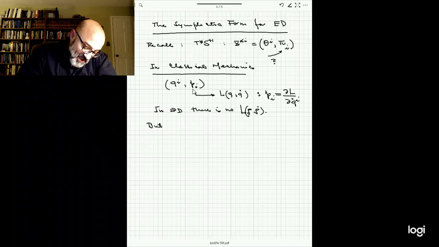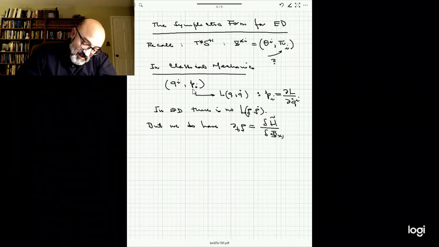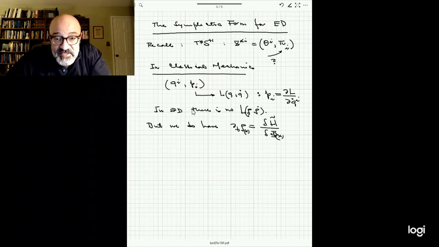Well, we do have that dt rho is given by that functional derivative that we had before. So in entropic dynamics, there is no Lagrangian. The role of the Lagrangian in defining the momentum conjugate to the coordinates is given by the continuity equation, is given by entropic updating of the probabilities.